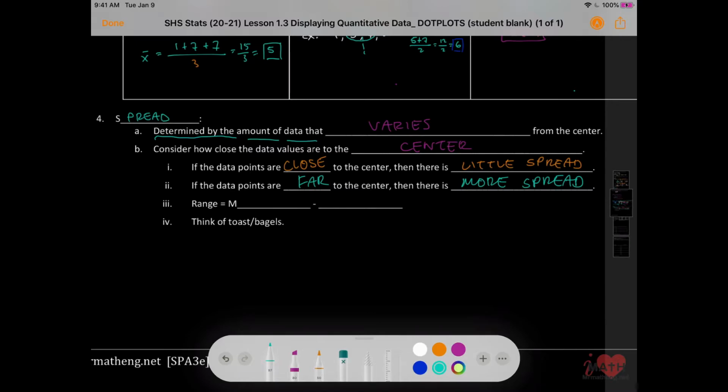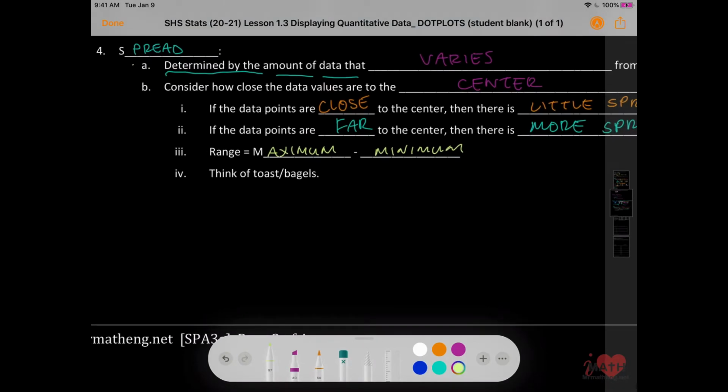A formula you might need is that the range is equal to the maximum minus the minimum. So a way of figuring out the spread is using the formula for the range. And then here is my example.